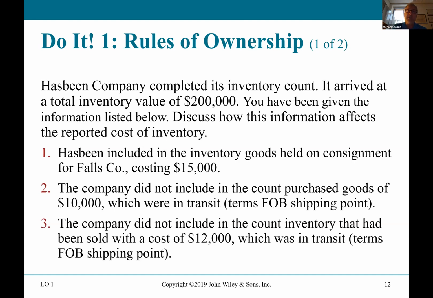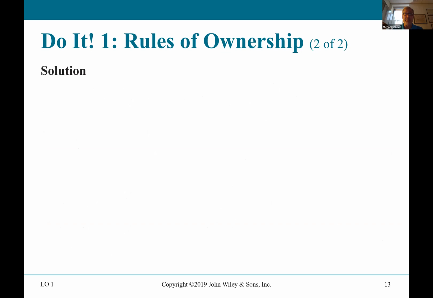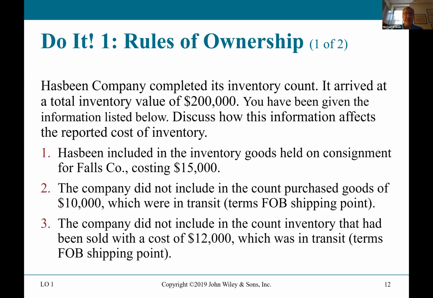Number one, included in inventory are goods held on consignment for Falls Company costing $15,000. So it has been included, but it's owned by somebody else. So it doesn't belong there. And so we'll go back and look at this. That $15,000 is not going to belong there.